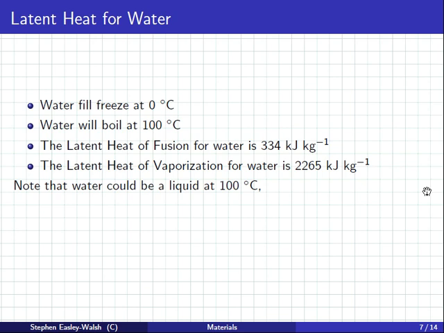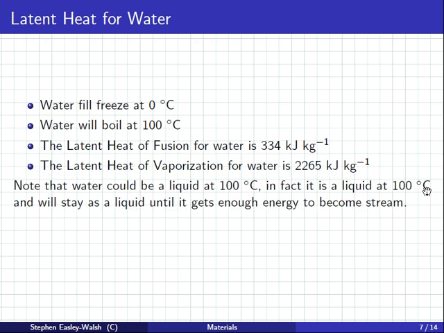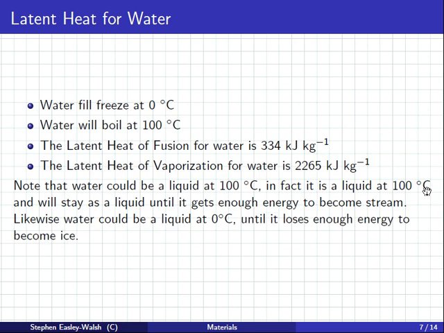And water could be a liquid at 100. And it is a liquid at 100 until it gets enough energy to become steam. Likewise, water could be a liquid at 0 until it loses enough energy to become ice. So 0 and 100 are interesting values because at 0 your water could be both liquid and ice, depending on where it is in the process. And at 100 it could also still be a liquid and steam.